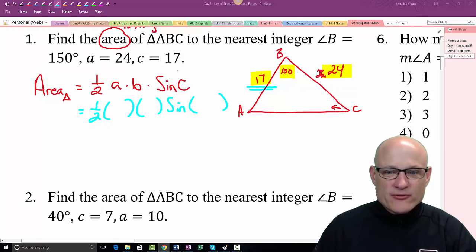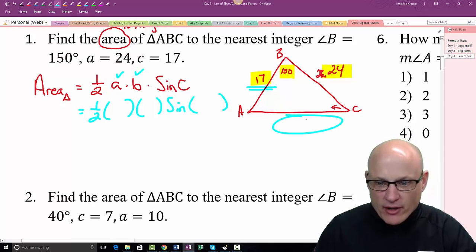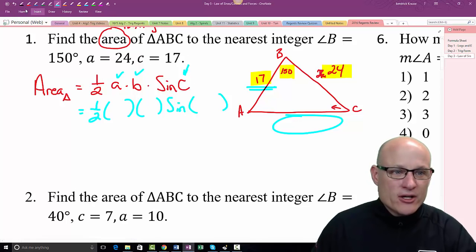Okay, so we're going to go back to this formula. We just type in the numbers. And it doesn't really matter what A is. Some kids say, well, I have to use A and B, but I don't have B. It doesn't matter what you use. A and B just represent two sides. Angle C represents the angle that's included between them.